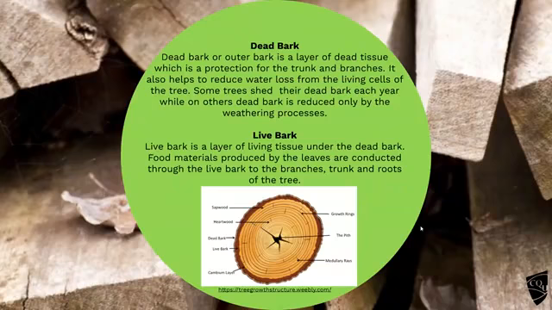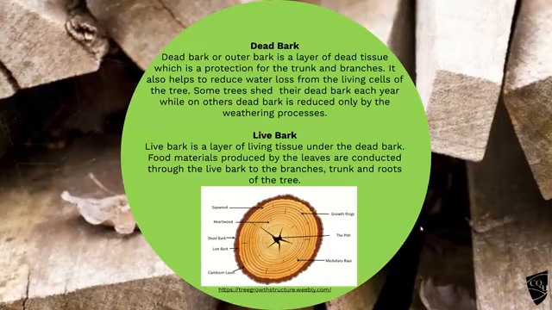And you've got the dead bark, which is the outer layer. That protects the cambium layer. It also gives protection to trunks, branches, etc. Reduces water loss through evaporation. Makes the tree much more efficient. A few trees will shed their bark each year. Paper barks, that sort of thing. They'll produce it, but most don't.